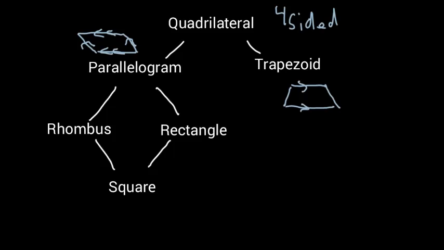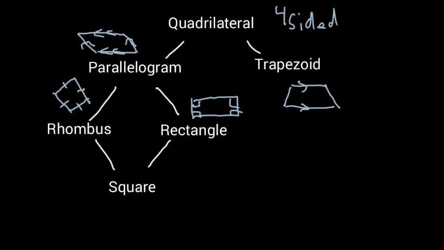Then moving down further, we have the rhombus. A rhombus is a parallelogram where all of the sides are also the same length. So we have parallel lines and all sides are the same length. A rectangle is a parallelogram, but the difference is all the angles are 90 degrees. With a rhombus, the angles don't have to be 90 degrees. Think of a diamond shape. In a rectangle, they have to be 90 degrees.